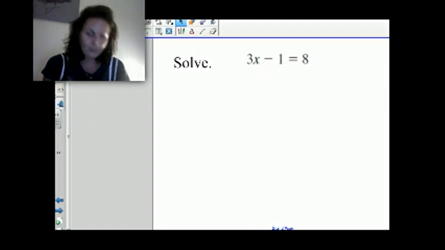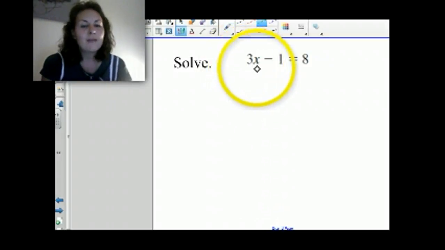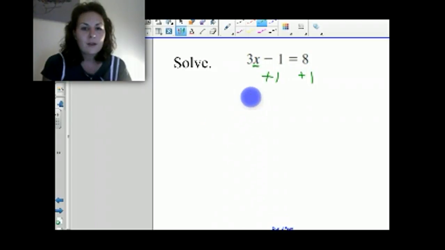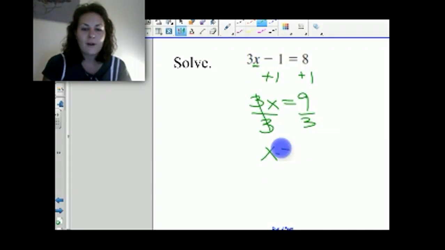3x minus 1 equals 8. So we have a 3 times our variable minus 1. Deal with the subtraction first by adding 1 to both sides. We're left with 3x equals 9. 3 times x equals 9, undo multiplication with division. And our final answer, our variable alone, is x equals 3.